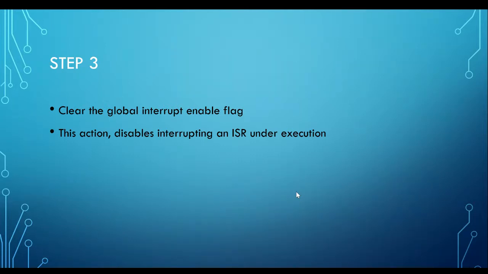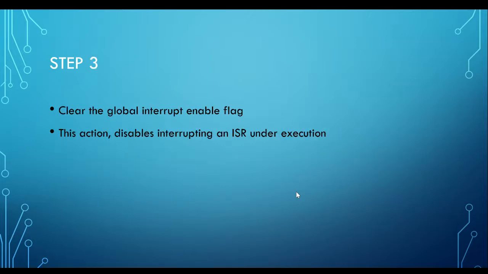Why disabled? Because it does not want a new interrupt to come and disrupt the existing interrupt. Okay, again, why is it being cleared? Because it does not want the existing interrupt request to be interrupted by another interrupt. That's why the CPU is designed in such a way that the GIE will be temporarily disabled. This action disables interrupting an ISR under execution. So you do not want to interrupt an interrupt request that is currently going on. Only one can be processed at the same time.